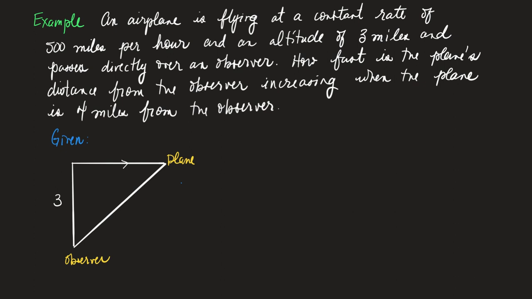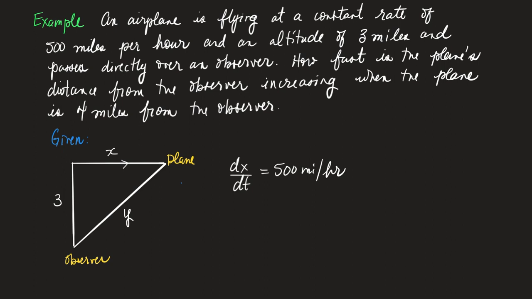Now we're given that the plane is flying at a constant rate of 500 miles per hour. That means that this distance is increasing at a rate of 500 miles per hour. So let's give it a label. We are given that dx by dt is 500 miles per hour. And we also want to know how fast the plane's distance from the observer is increasing. That is this distance, right? So we should label that distance as y. And that is a distance that is changing.